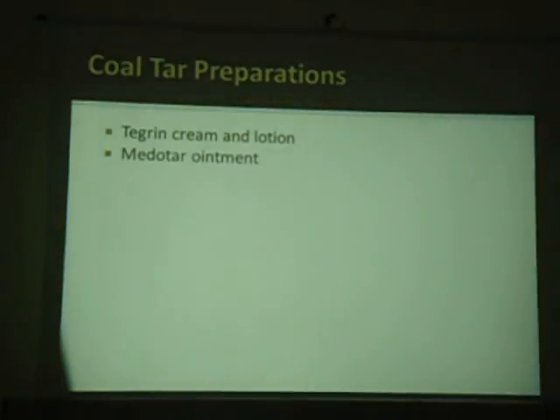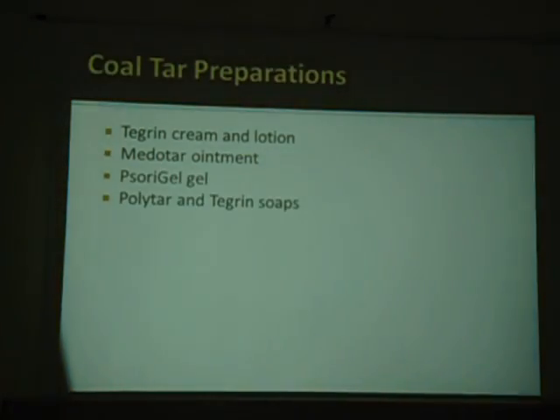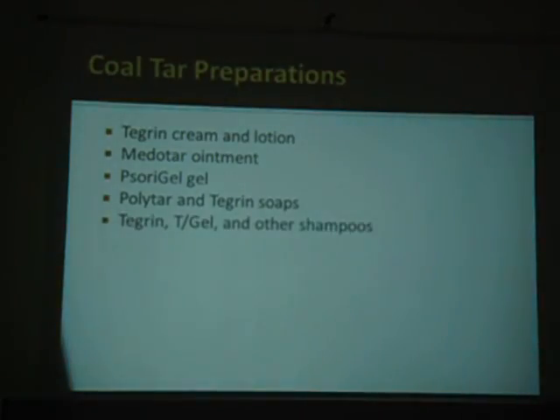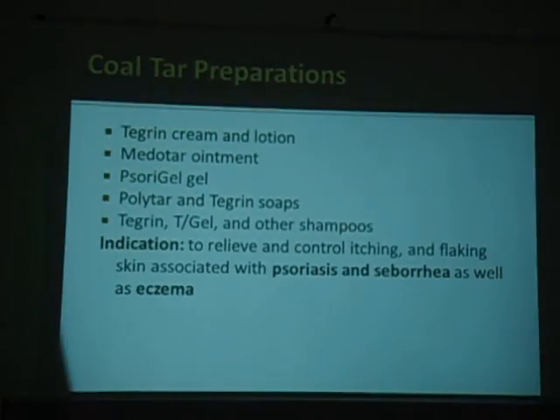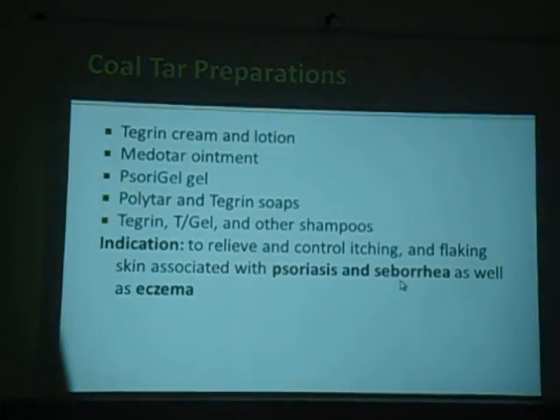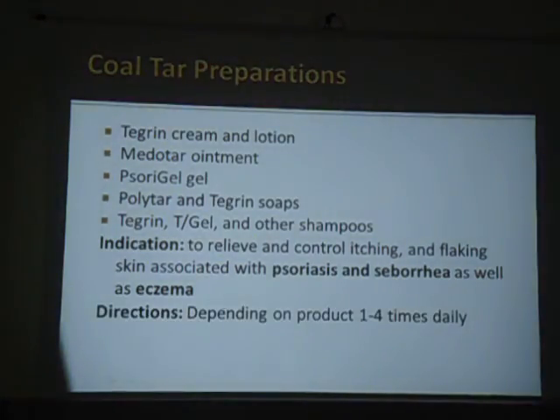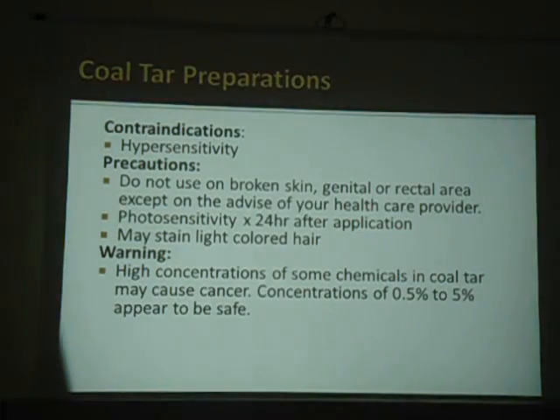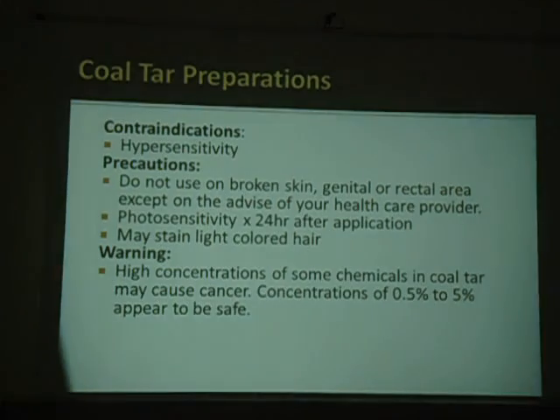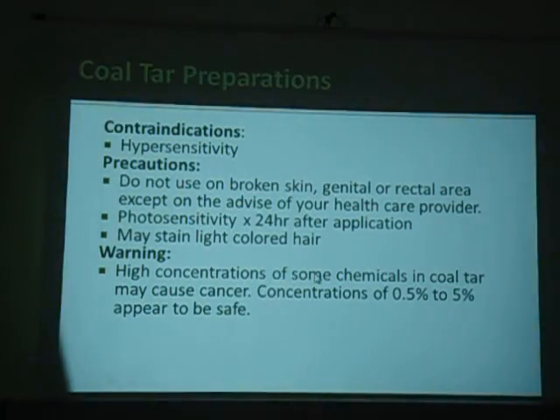This coal tar preparation we can use for psoriasis. Psori gel, polytar, Tegrin soaps containing coal tar preparations are there. We can use them in psoriasis, seborrhea and eczema. Where we cannot use coal tar preparations: if they are causing a hypersensitivity reaction, if there is broken skin, or in the genital and rectal area, we should be careful. High concentrations can be dangerous.